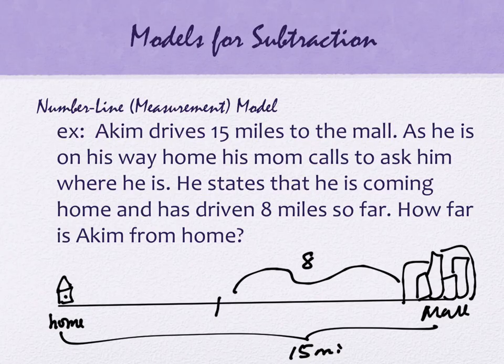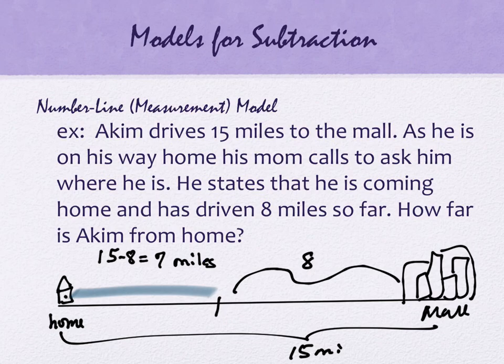So it is another missing add-end kind of model, right? I'm missing something. He needs to drive a little bit further. I'm missing this length right here. The number that I'm missing, of course, is 15 minus 8, or 7 miles. But it's from the perspective of measuring my distance. So I have my 7 miles that I'm missing. Does that make sense? Okay.